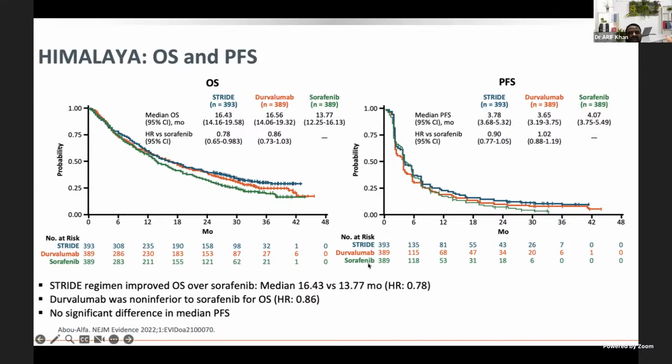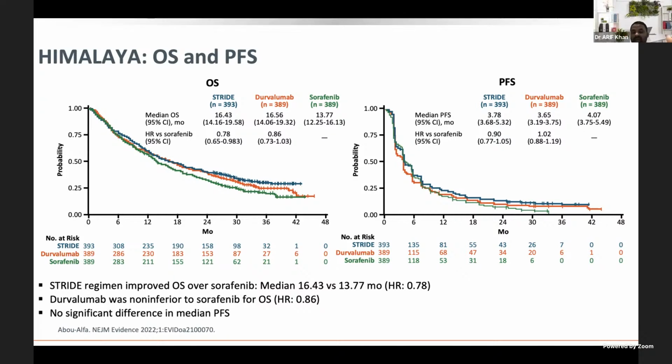So we can see here not much separation of the curves. The curves are almost overlapping in the overall survival, 16 months versus 13 months. The HR is 0.78, and with Durva it's 0.86, and PFS is not improved. So it's lesser than sorafenib. In our real-world practice, we need responses and also patients to remain progression free. We obviously want the patients to live longer, but we also need these patients to live progression free. So the progression-free survival endpoint was not met in this trial.